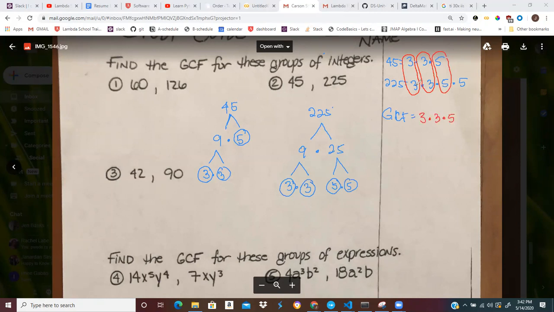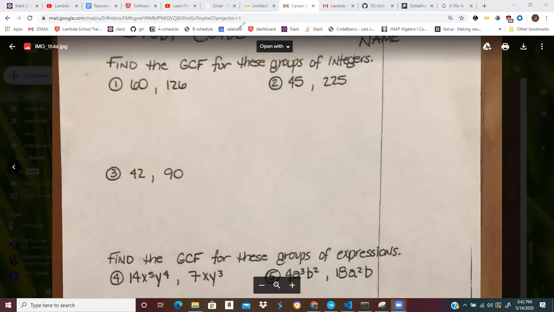So you basically just multiply each one, and that will be equal to 45. So that's the GCF for 45 and 225. That means 45 can be divided by 45, and 225 can also be divided by 45. Okay, so you do number 3. I'm going to move on to the next part.